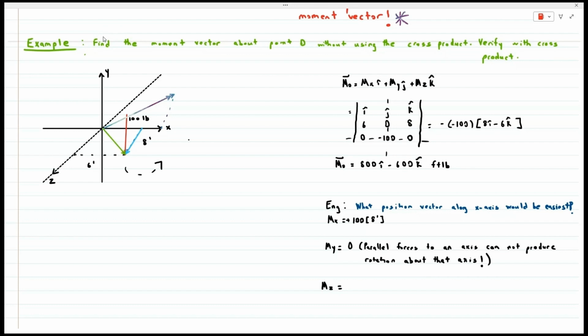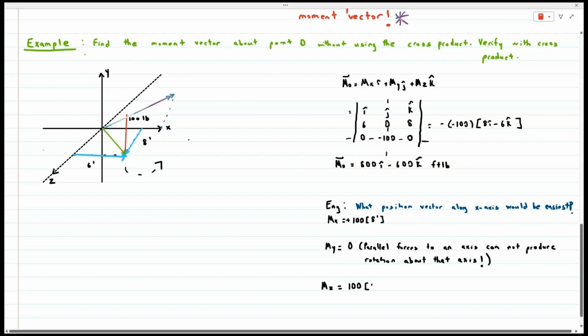What about the moment around the z-axis? Again, we think, what position vector along the z-axis will be easiest? We draw that position vector, which is 6 feet long, and we think about the sign of the moment at this point. If we curl our fingers in the direction that it would be rotating, we can see that our thumb would be pointing in the negative z direction, meaning that our moment should have a negative value.